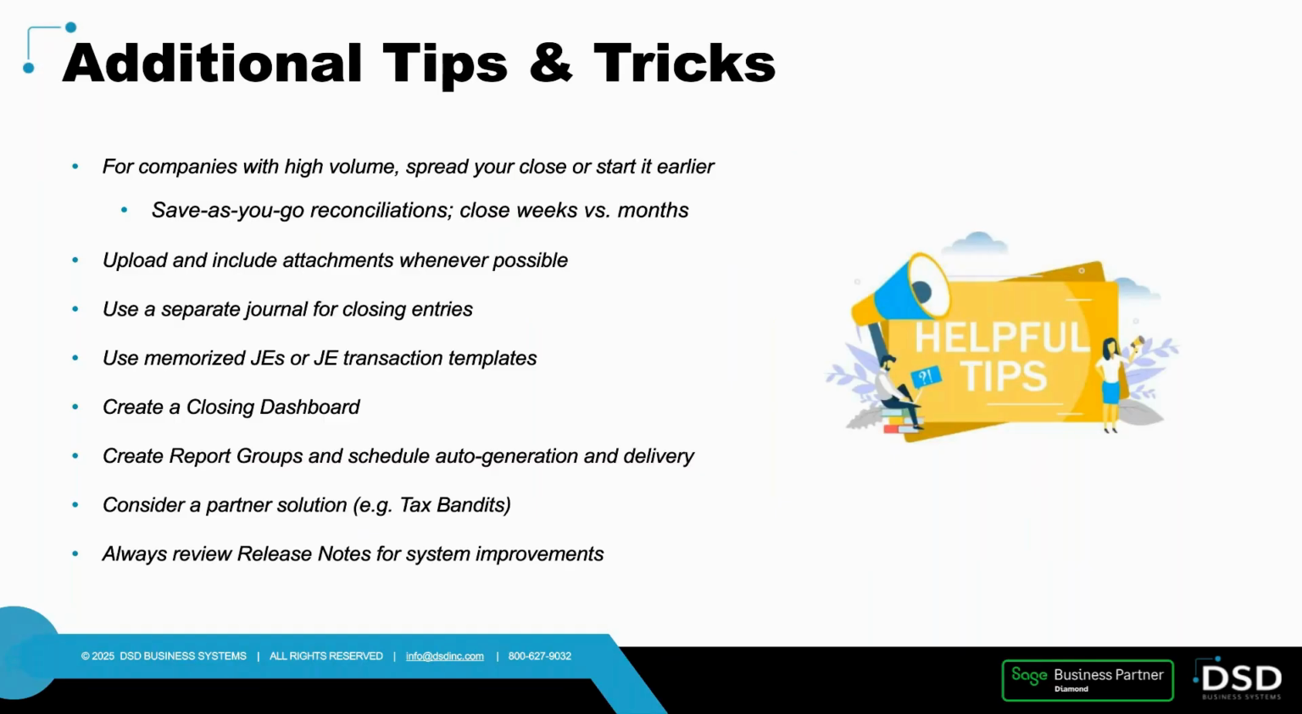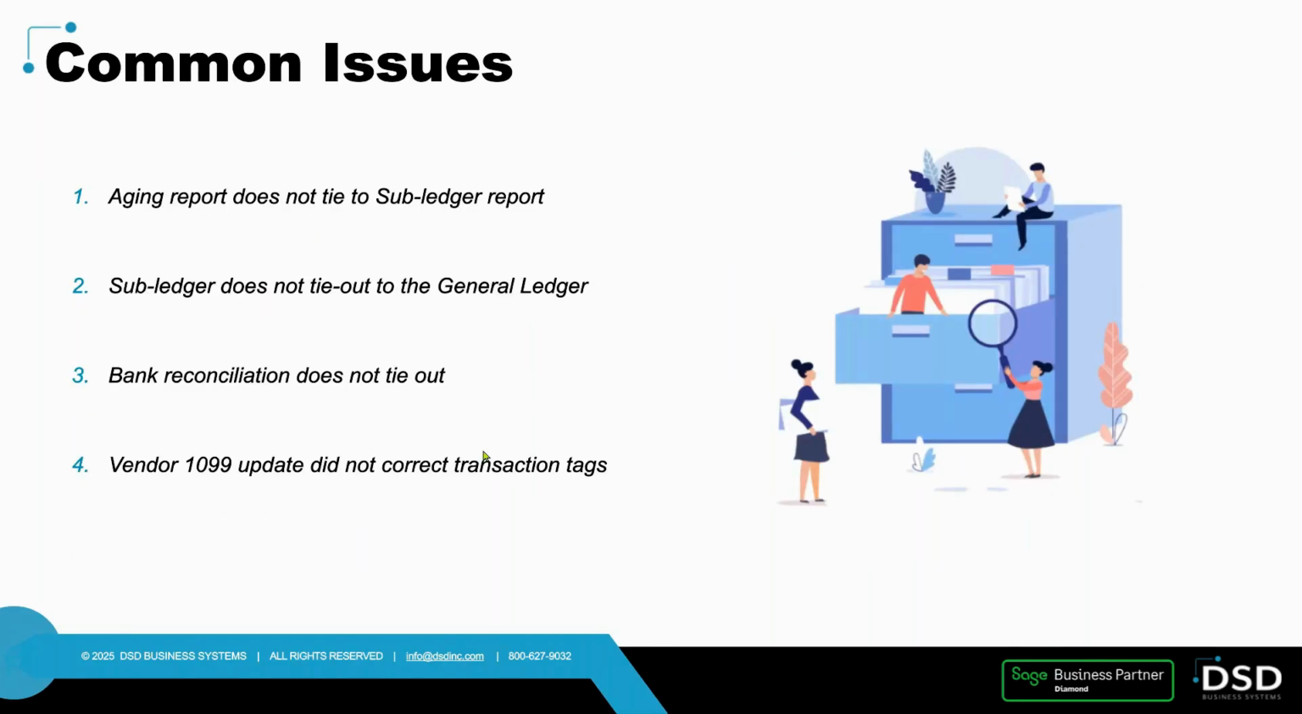Use separate journals for your closing entries. Use memorized journal entries or transaction templates, create those closing dashboards and report groups, and again, Tax Bandits, and always review release notes for system improvements. There could be some type of new automation that's come out that you are not aware of. So again, they have those on the homepage. You can read those release notes.